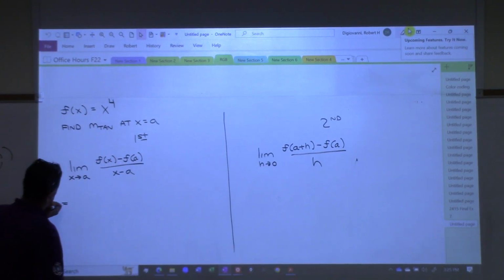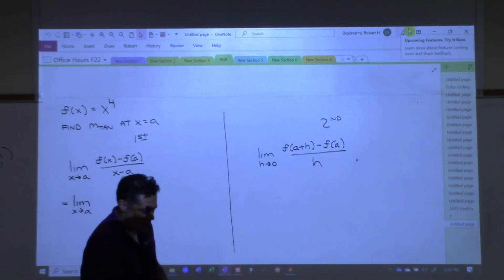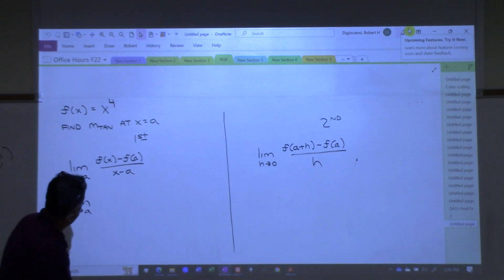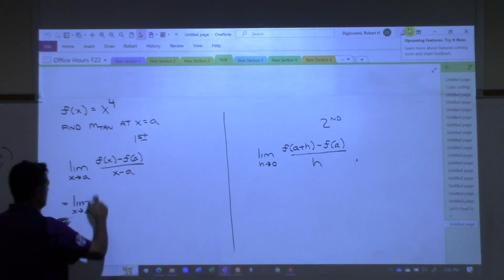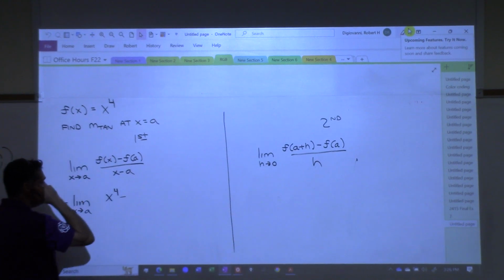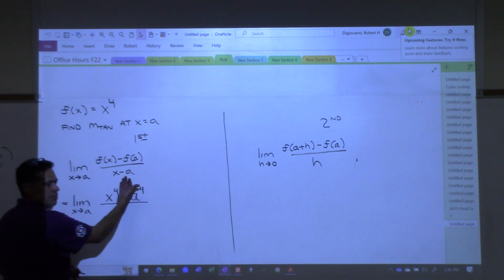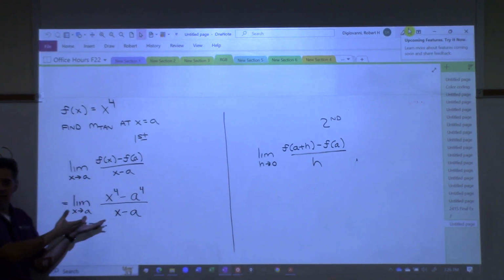Over here, limit as x approaches a. We're almost done with everyone on my list here. Stephanie? Okay, you're up. So what is this for us here? The x to the fourth power, okay? And now what happens if you plug a into that function? You get a to the fourth, okay? And then over just x minus a. That's what this is turning into, right?